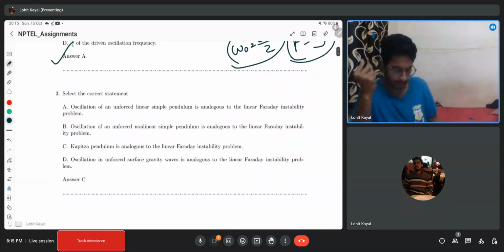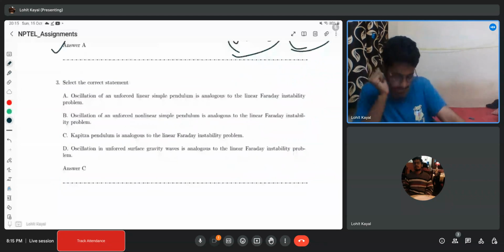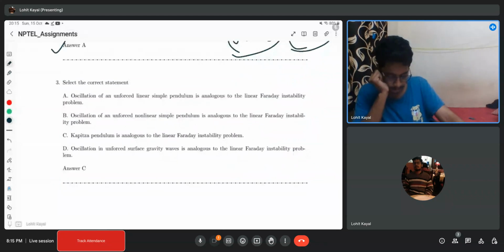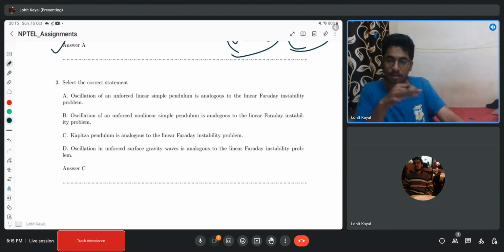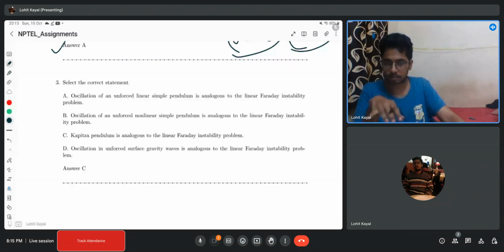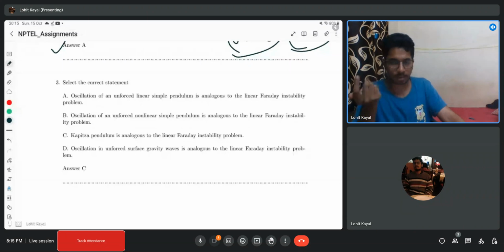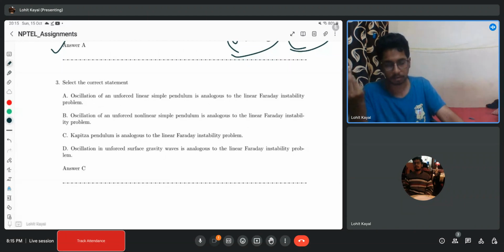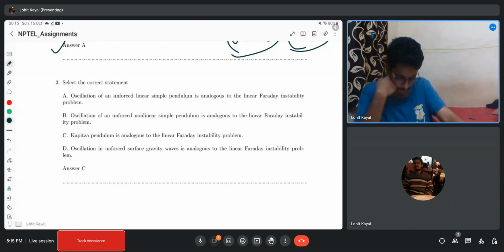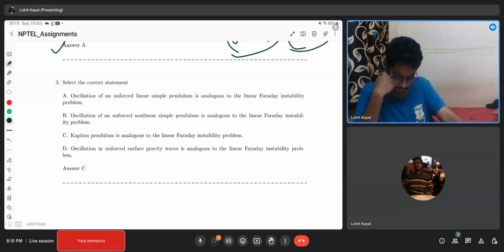Now, select the correct statement. Oscillation of an unforced linear simple pendulum is analogous to the linear Faraday instability problem. No, the unforced pendulum is similar to the normal surface gravity waves problem, right? We have seen that for the normal surface problem we get the term cos t, and for the simple pendulum we also get the term cos t, the simple harmonic oscillation.